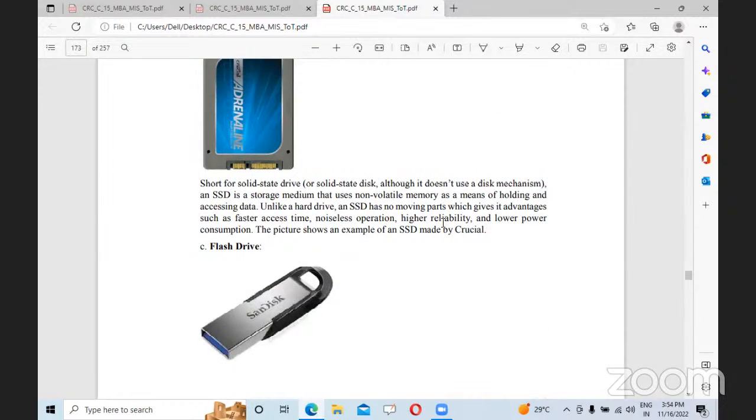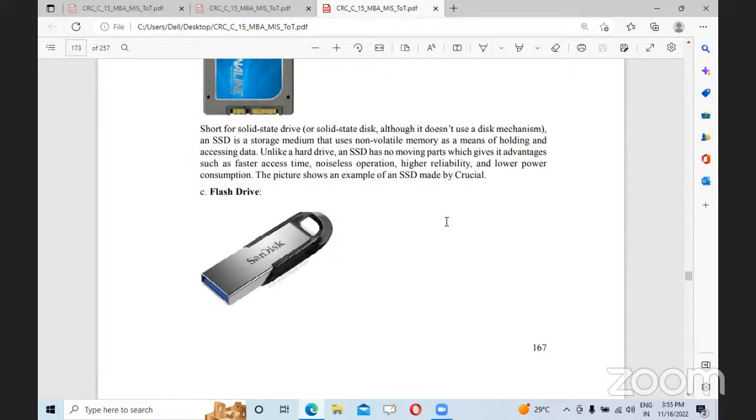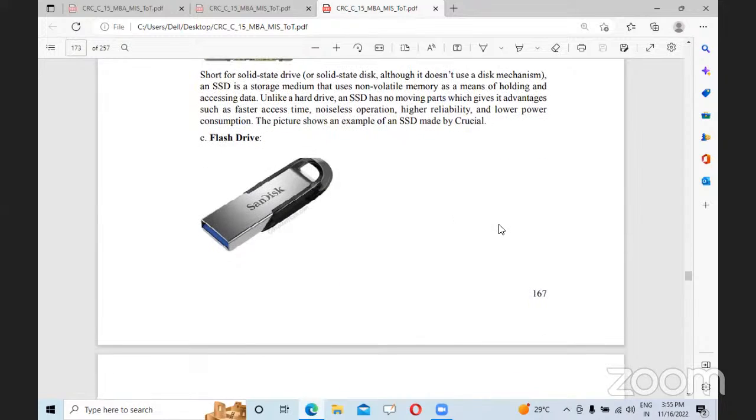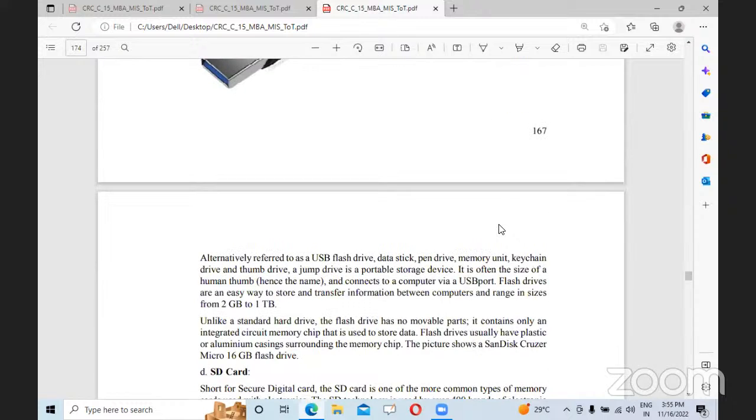SSD, short for solid state drive, is a storage medium that uses non-volatile memory as a means of holding and accessing data. Unlike a hard drive, an SSD has no moving parts, which gives it advantages such as faster access time, noiseless operation, higher reliability, and lower power consumption. The picture shows an example of an SSD made by Crucial.